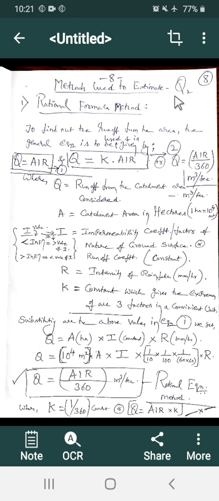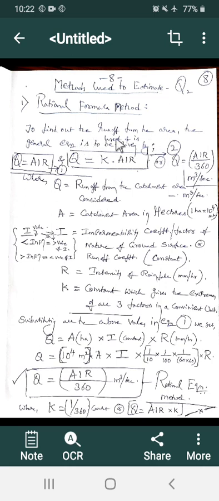Before going to this storm sewage, you have to use the rational formula method. What does rational formula method mean? Why do we have to study this? That we are going to study in the next class. Find out the runoff from the area. This is actually storm sewage which is flowing on the ground surface.